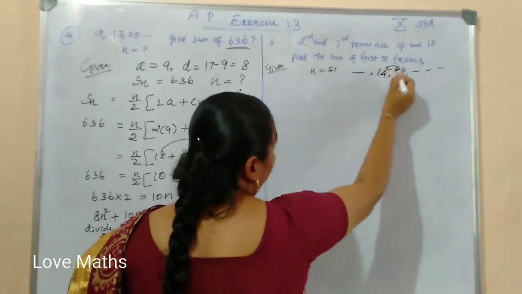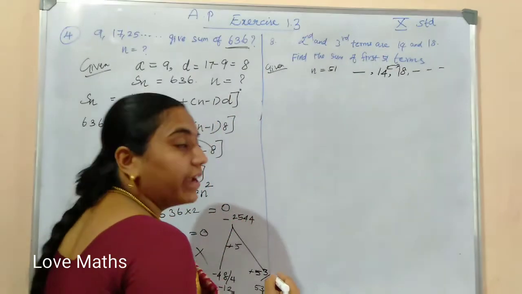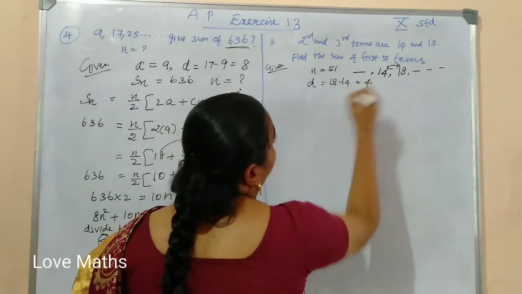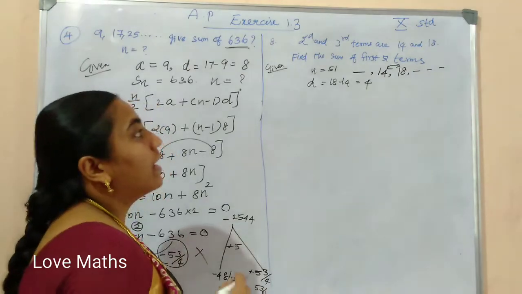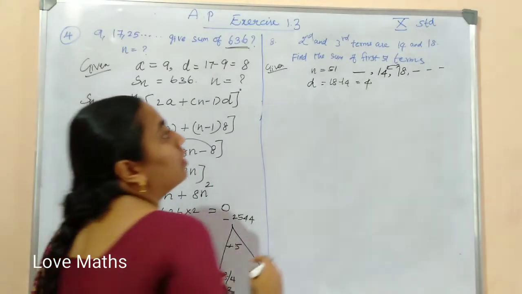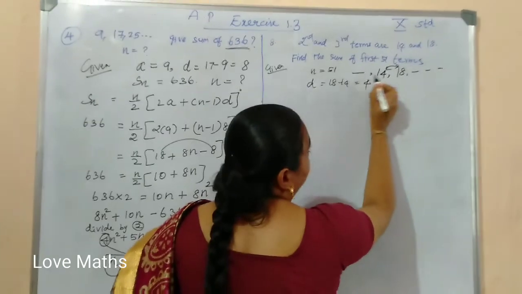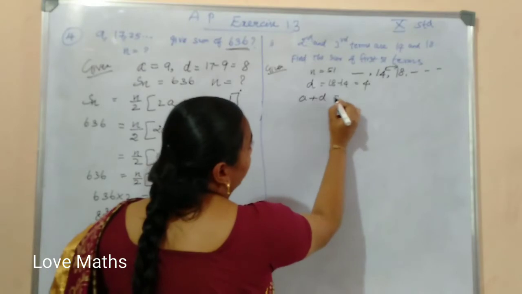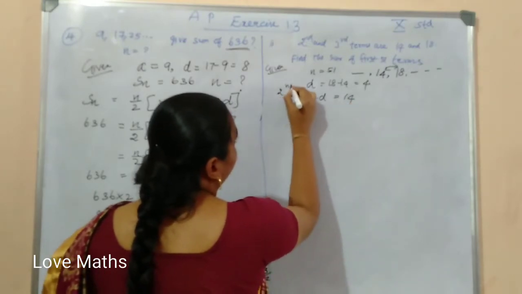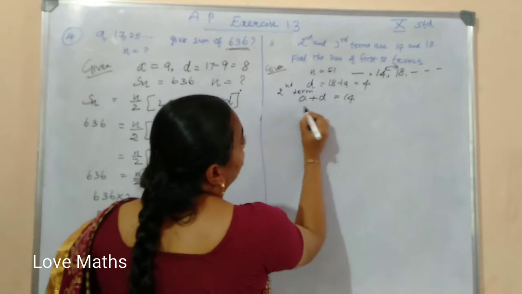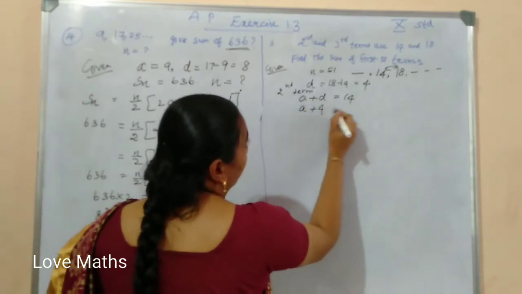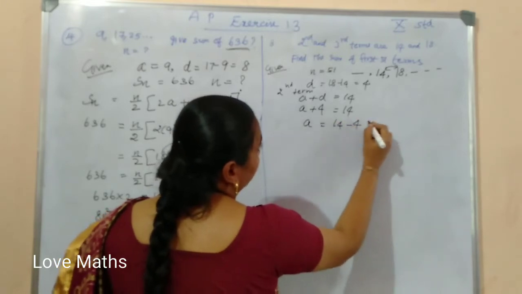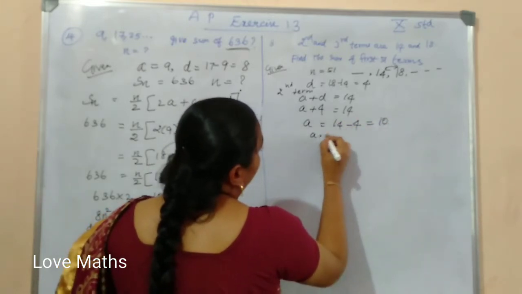So, consecutive two numbers are there. Shall I find the difference? Yes, we can. So 18 minus 14 is equal to 4. D value is 4. Now I want to find the A value. See here, 14 is the second term, A plus D. A plus D is 14 because it is the second term. A value I don't know, D is 4, that is equal to 14. So A is equal to 14 minus 4, that is equal to 10. So A value is 10.